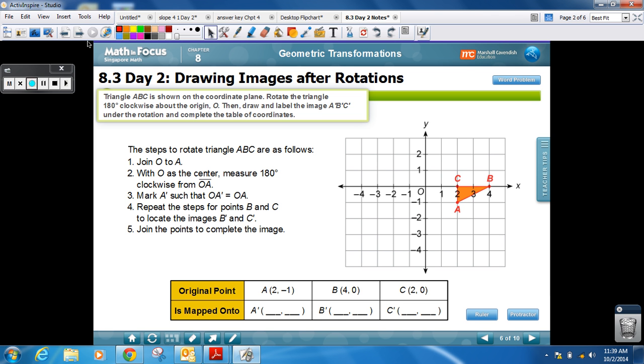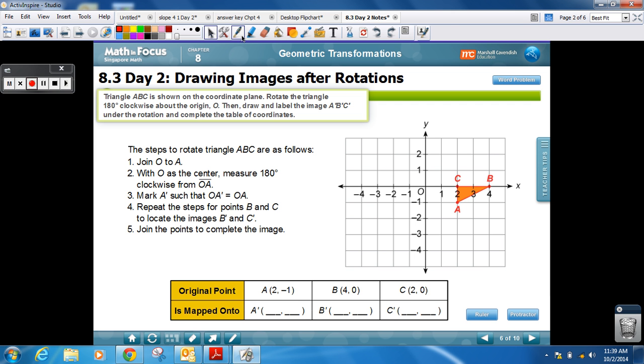So our next example here says the triangle shown on a coordinate plane. Rotate the triangle 180 degrees clockwise about the origin. Then draw and label the image of A prime, B prime, C prime under the rotation and complete the table of coordinates. Okay, in order to do this, there's several ways, but if you can remember the shortcut up above, that's the quickest. But if you don't, this is how you are going to complete it.